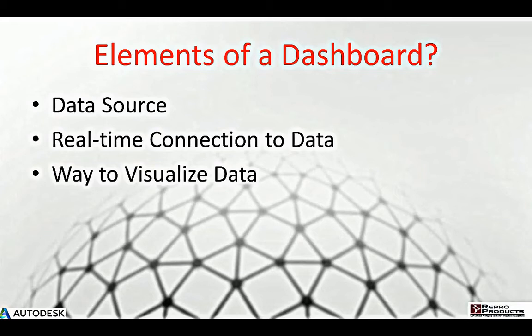So what are the elements of a dashboard? There are three elements of a dashboard. The first is the data source, and in our case, the Revit model. The second is the real-time connection to the data, and in our case, again, it will be Dynamo. And then the third element is how to visualize the data, and in our example, it will be through Excel.